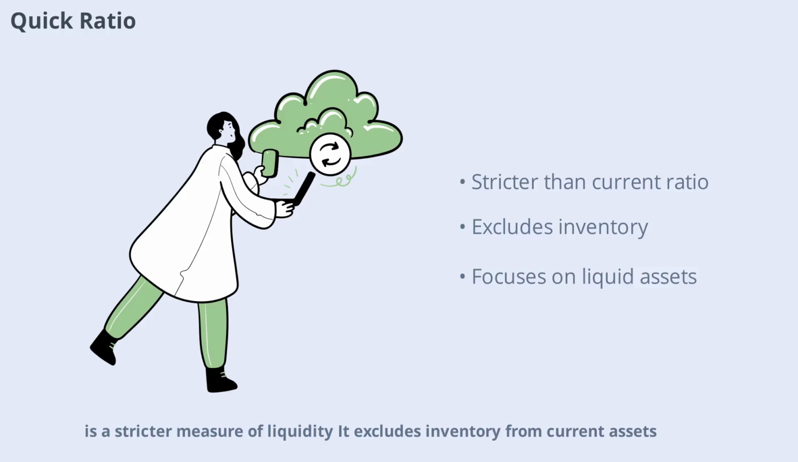Quick ratio, also known as the acid test ratio, is a stricter measure of liquidity. It excludes inventory from current assets, focusing only on the most liquid assets. This ratio tells you if a company can meet its short-term debts without selling inventory. It's especially useful in industries where inventory isn't easily turned into cash.